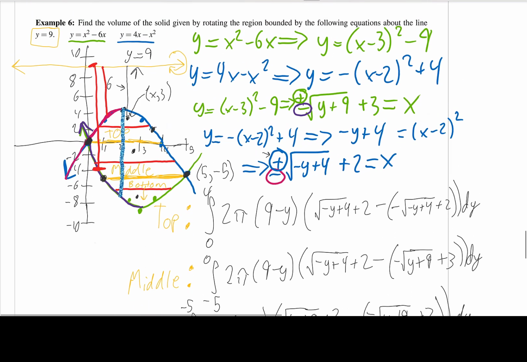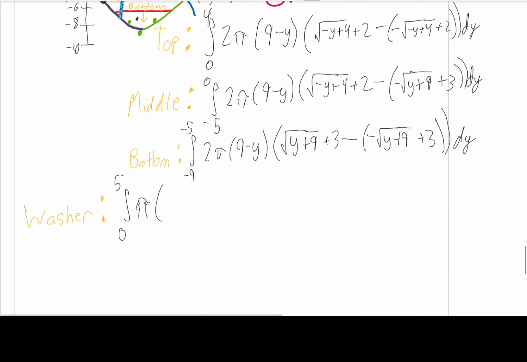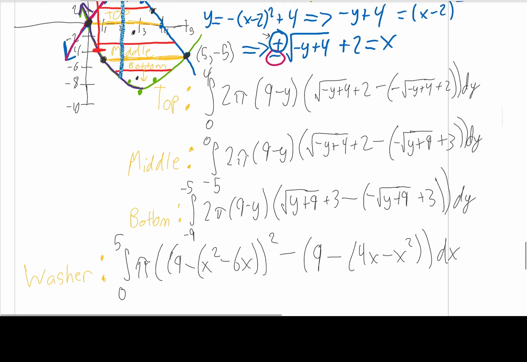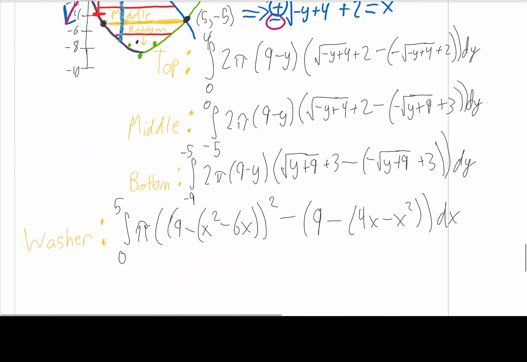So it's going to be 9 minus the green curve. So 9 minus x squared minus 6x. I get that written down before I forget. 9 minus x squared minus 6x. And then we square that, because it's supposed to be r out squared minus r in squared. Right? And so then this one's going to be 9 minus the blue curve, which was 4x minus x squared. Let me just make sure I got that blue curve right. Yes, it was 4x minus x squared.